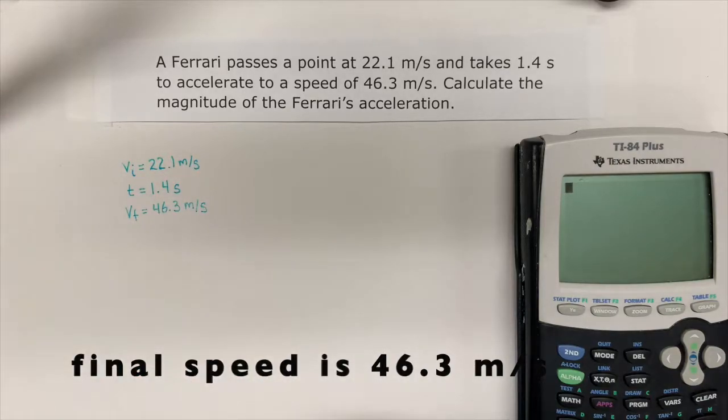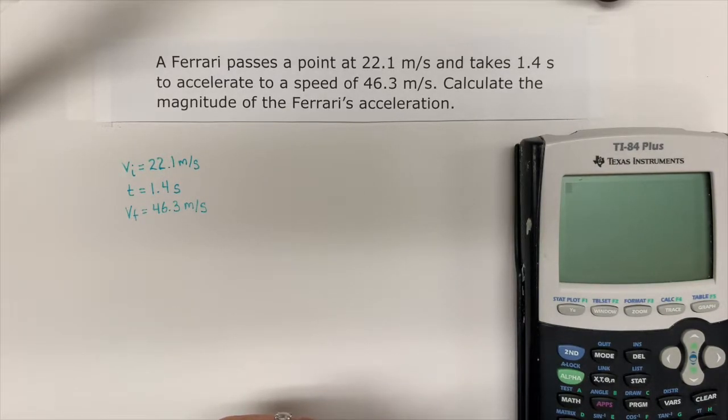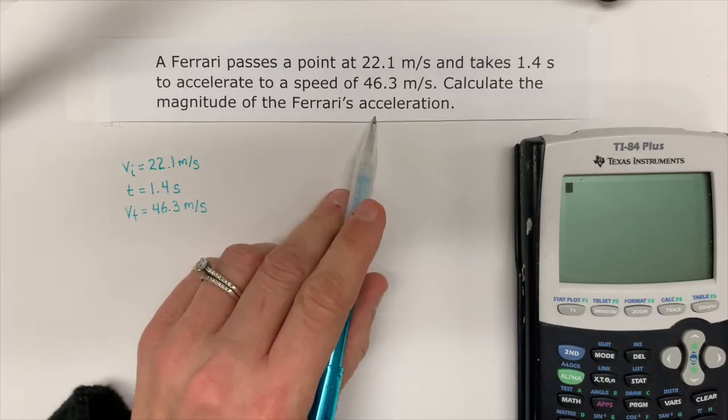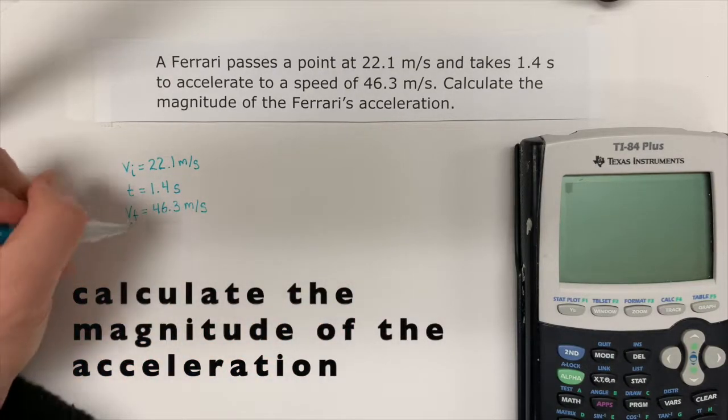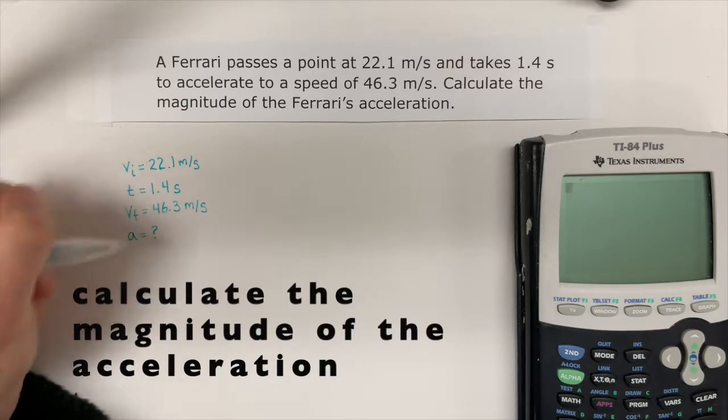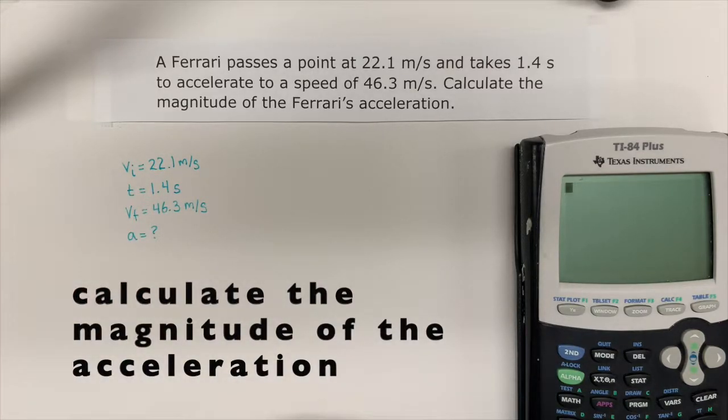Notice that none of these values have the vector symbol over them because we're talking about speed. We're not talking about vectors, so we're not including any vector arrows. And the question's asking me to solve for the Ferrari's acceleration. Again, it's only the magnitude, so there's no vector sign above the acceleration.